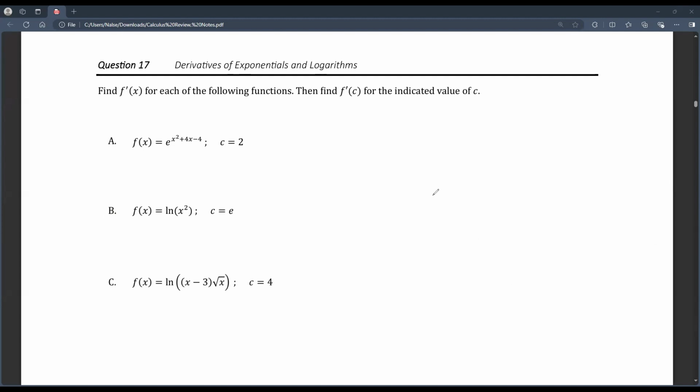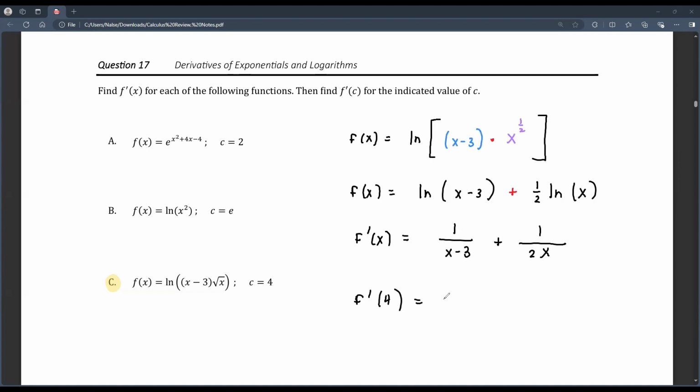Pause the video and try part C. Use rules of logarithms to expand the function into multiple logarithms that are easier to derive. Here's the work for part C. Are we getting the same answers? If so, you should feel comfortable moving forward.